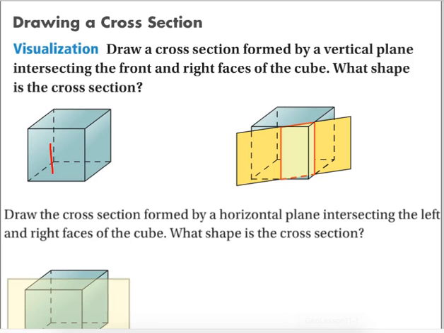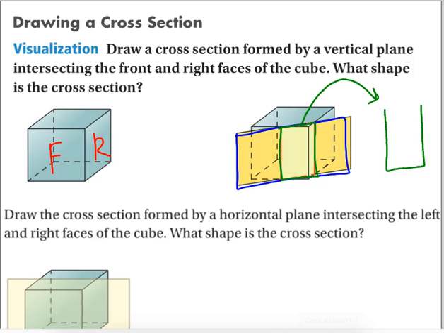So you've got to think, here's your front wall and there's your right wall. And my plane right here is in yellow. So I'm cutting it with this yellow blade. Think of this as the blade of your knife. Now what shape does it result in? If I were to draw that outside here, this would be a rectangle. So that would be the cross section that's formed.